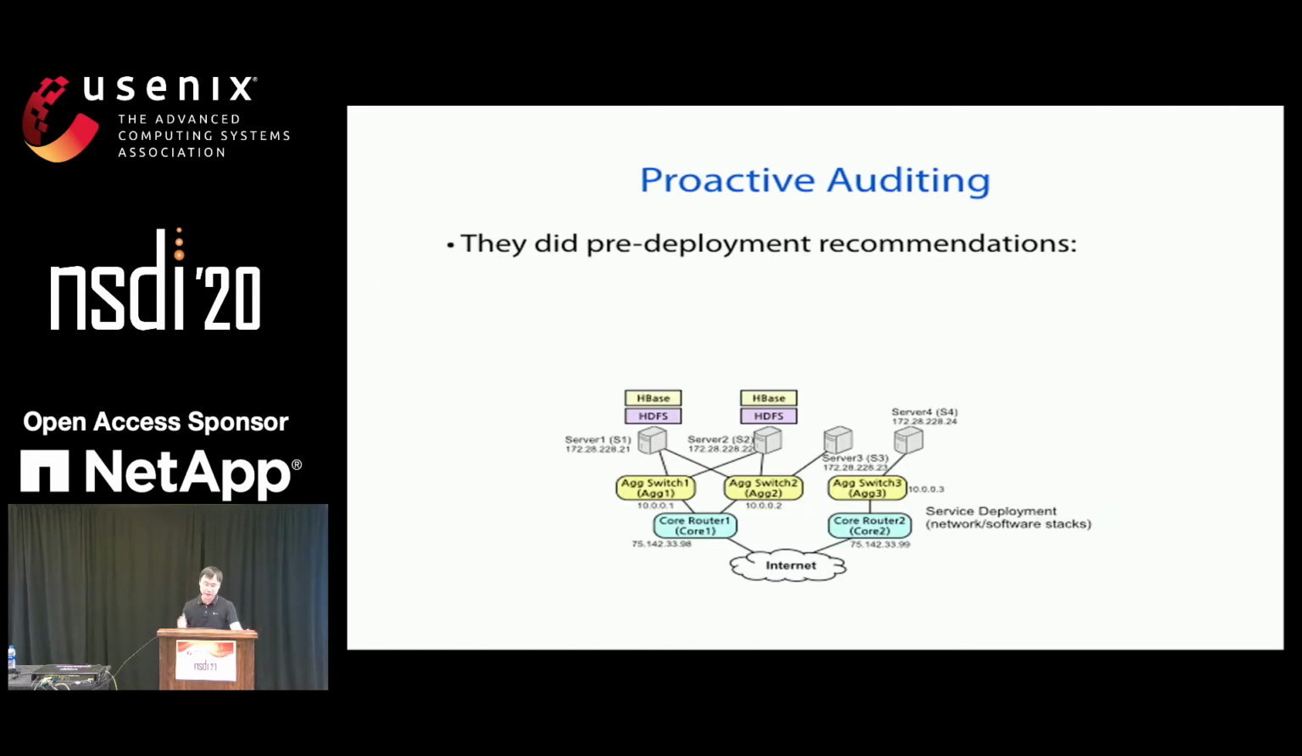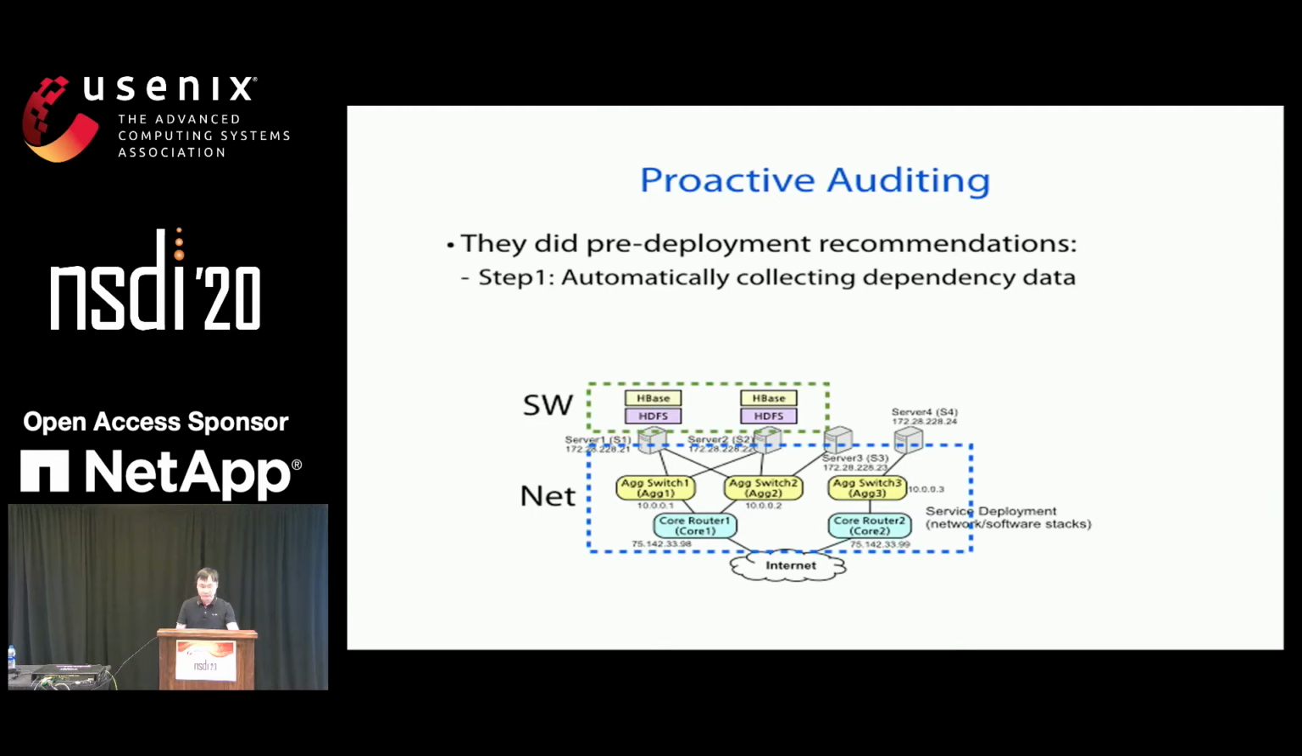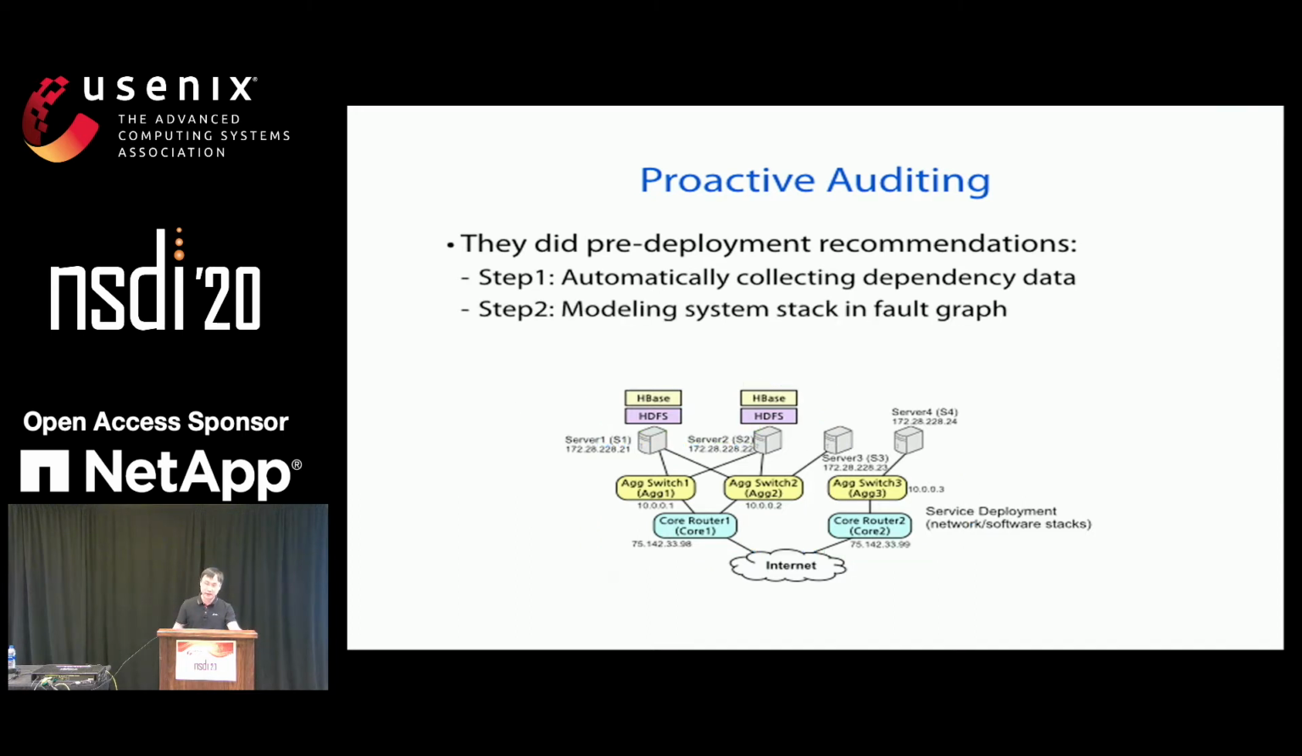Let me briefly summarize how the proactive auditing systems work. Basically, they recommend the most independent alternative replication deployments before your service deployment. First, the auditing system can automatically collect the dependency data from the target network, including hardware, software, and network. Then, based on the collected data, the auditing system can build a very important model named the fault graph to represent the dependencies. Finally, the auditing system tries to find the potential correlated failure risks by analyzing this fault graph. So the most important thing here is the fault graph.